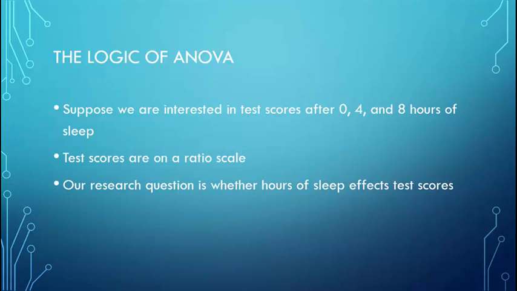So let's look at an example. Supposing we're interested in looking at test scores after 0 hours of sleep, 4 hours of sleep, or 8 hours of sleep. And we're measuring test scores, which are on a ratio scale, a number scale. Our research question is whether hours of sleep affects test score. And we would do an ANOVA because we have 3 groups. If we only had 2 groups, if we were comparing only people who slept 0 hours and people who slept 8 hours, well then we'd be doing a t-test. But because we have 3 groups, we're doing ANOVA.